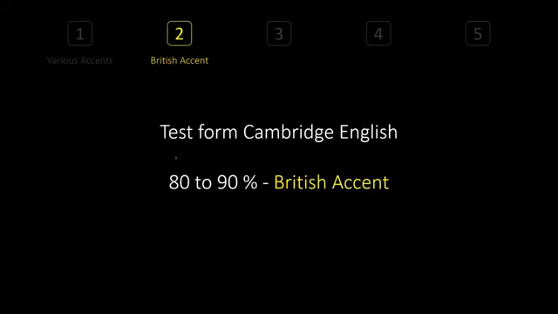See, this is what I was talking about earlier. Because the test is being created by Cambridge English, that is in UK, 80 to 90% will be British accent. That means all the audios, let's say, or not all, most of the audios will be British accent. Sometime when you're listening to another person in the audio, it will be Indian accent, Canadian accent, or American accent, or maybe Russian accent. Very rarely though. So we have to get British accent clear rather than anything else. Okay.